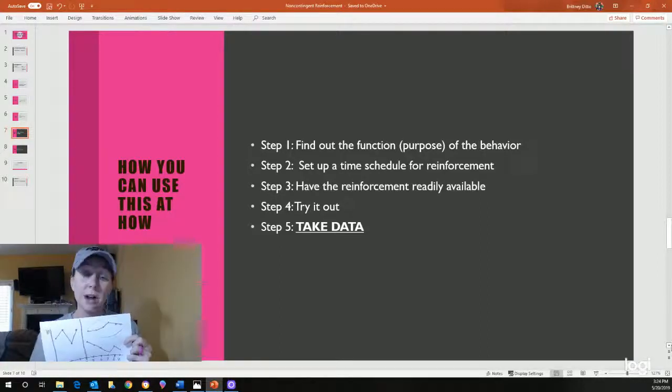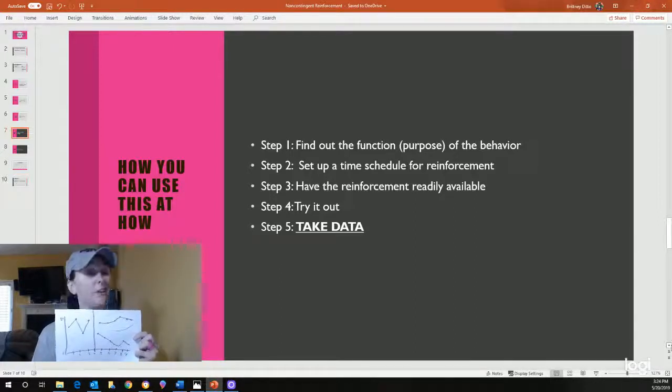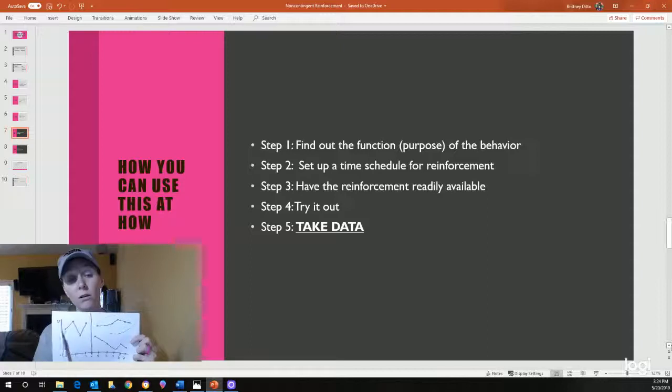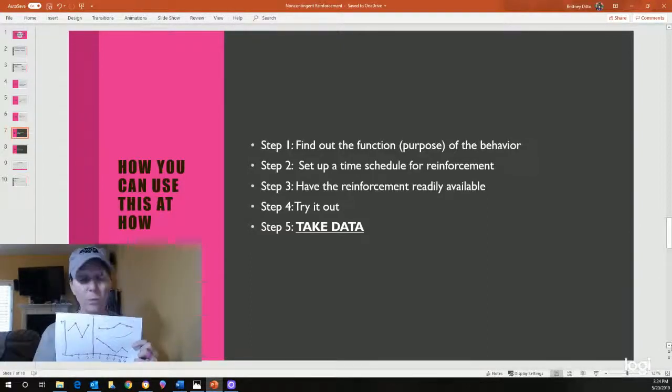And then we'll talk to somebody. I would recommend, if you're already in ABA, talk to your BCBA. Ask them what you should be doing, because non-contingent reinforcement for this particular behavior wasn't working. Or maybe you were reinforcing the wrong function. So you may have to go back and start from step 1 and find out what that function was.